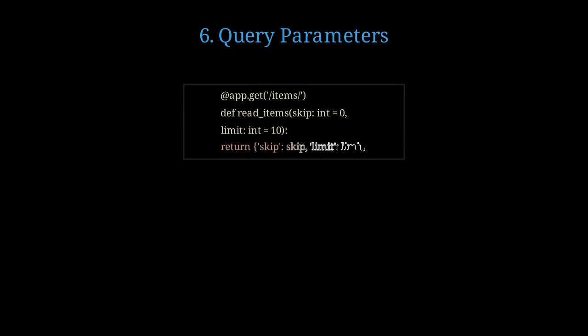Query parameters provide additional filtering and options for your endpoints. Query parameters appear after the question mark in URLs and provide optional parameters with default values. A request like /items?skip=10&limit=20 would pass those values to the function.